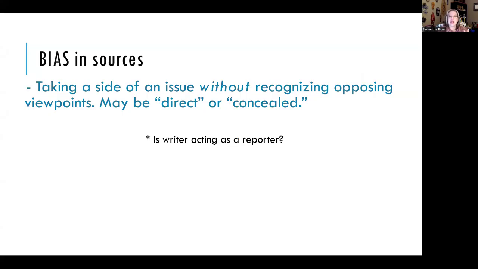So we'll look at that. You might look at whether or not the writer is acting as a reporter. Are they giving you information that is just providing information? Here you go, you decide what to do with it. They're just reporting information. So that's a little bit less biased, right? You, as an audience, get to decide what to do with it. That's different. That's less biased.